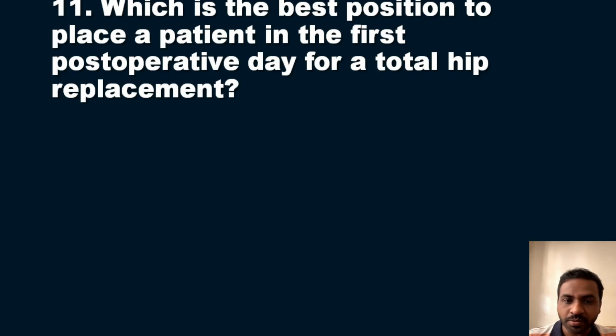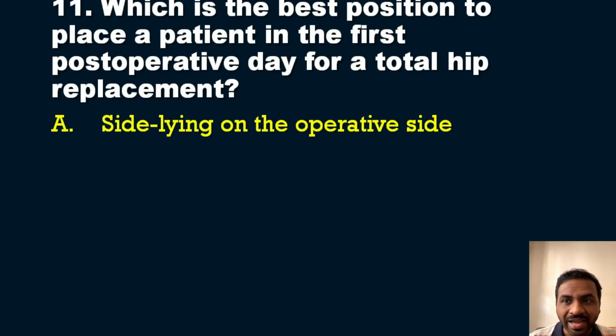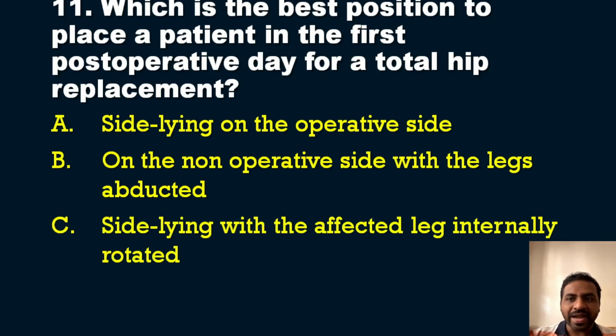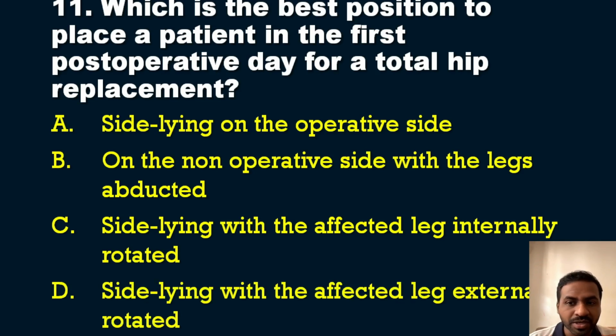The options for you are: the first option is side lying on the operative side. The second option is on the non-operative side with the legs abducted. The third option is side lying with the affected leg internally rotated, and the final option is side lying with the affected leg externally rotated. This is a very important question, and it is slightly confusing also. So in which position will you keep the patient after the total hip replacement surgery? What is the answer?